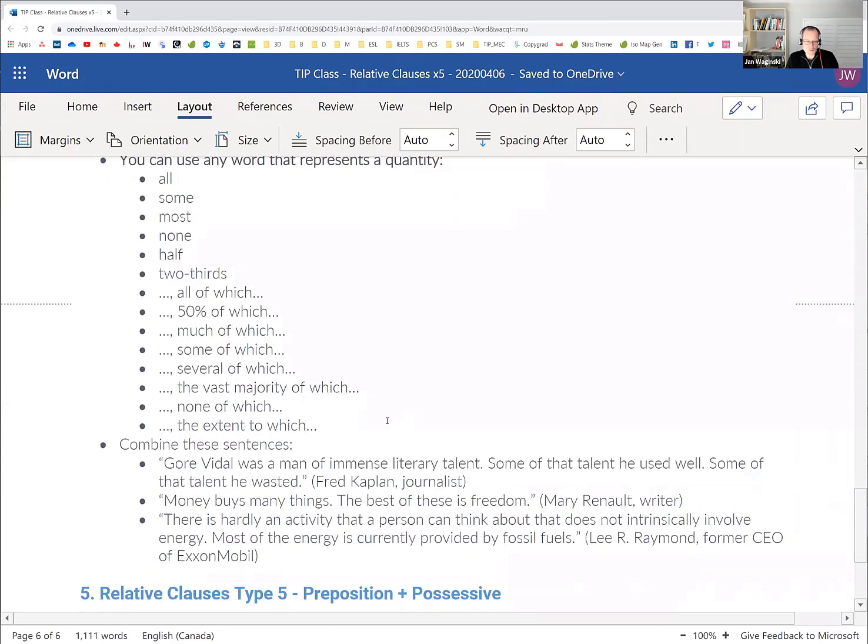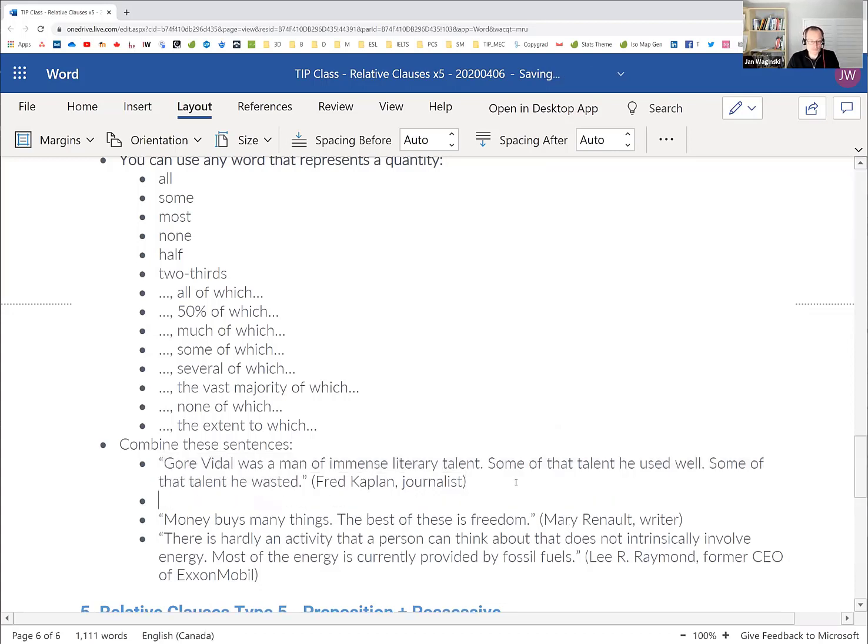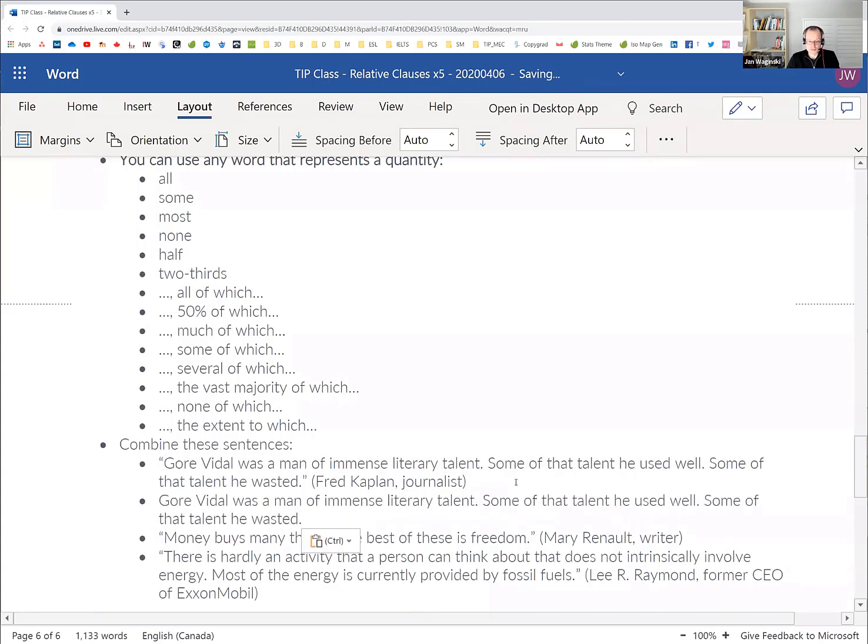So again, I found some quotes here. Gore Vidal, a famous literary figure, was a man of immense literary talent. Some of that talent he used well, some of that talent he wasted. How would we transform this into a complex sentence? Who wants to try this one?